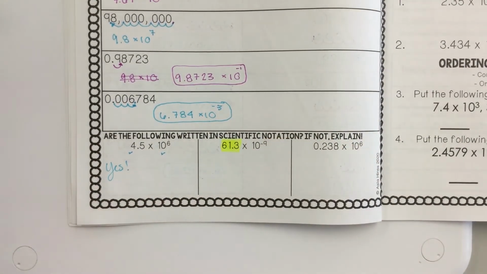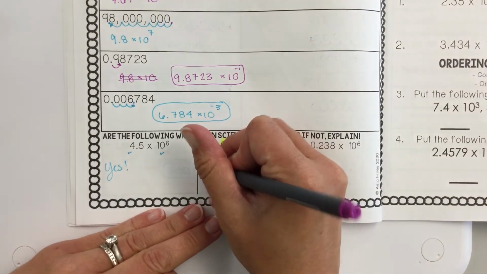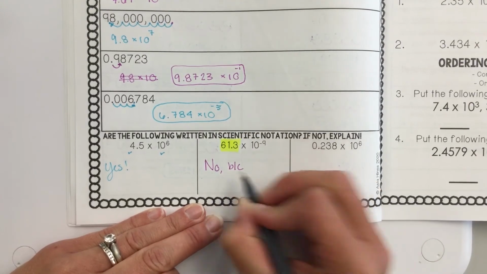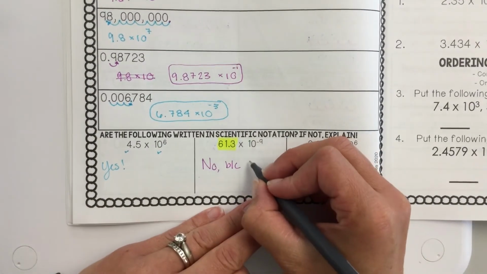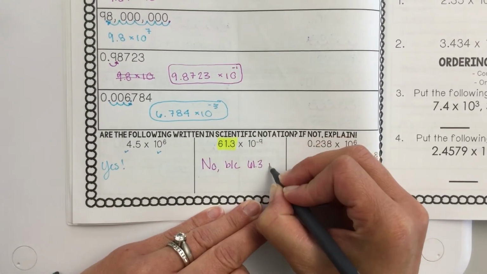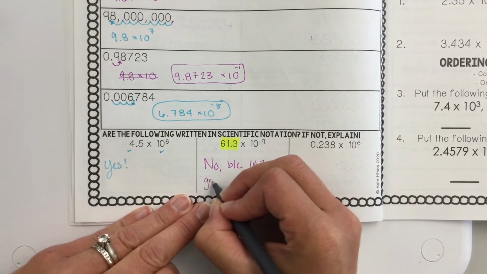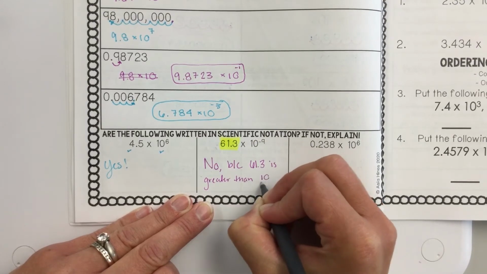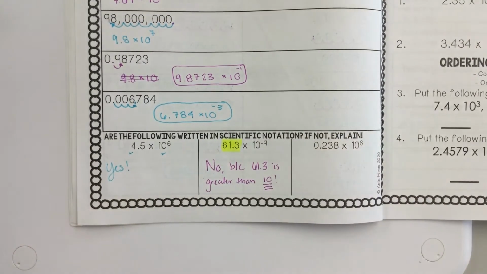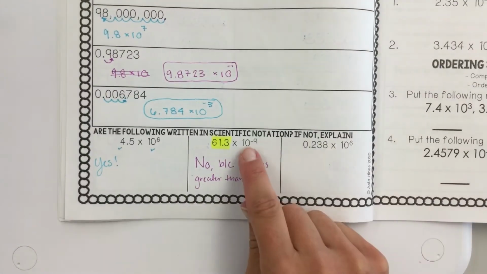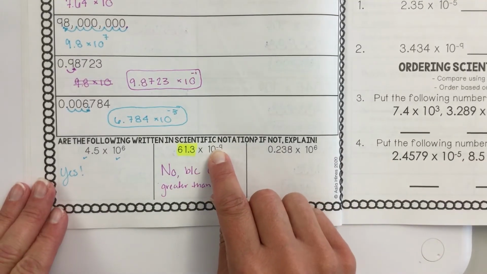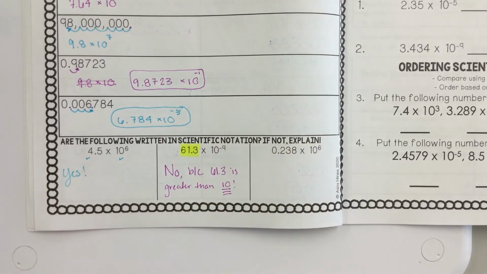Why not? No, because, and this is my shorthand for because, B/C, 61.3 is greater than 10. We still have the exponent, the negative exponent's okay. Make sure, negative exponent doesn't mean a negative number. That's one other little thing that I wanted to point out.